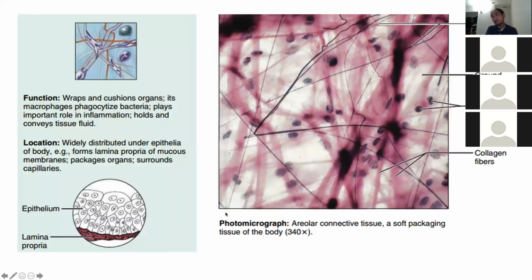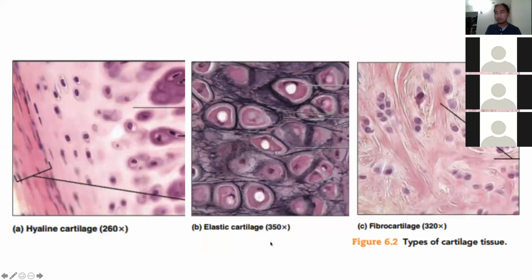And loose areolar connective tissue, this is what it looks like. It is like looking from a plane in the air onto the ground, with a few lines running here and there, and you can see a little red color. That is the loose areolar connective tissue, which we call lamina propria, which supports the epithelial cells. Epithelial cells need to sit on connective tissue, which we call lamina propria, made of areolar connective tissue. Three types of cartilages.